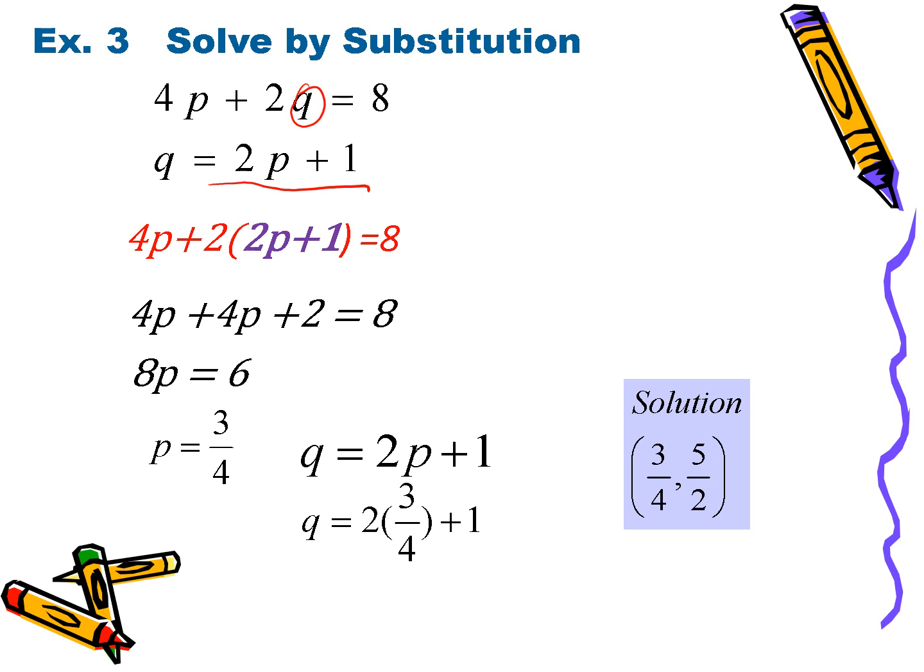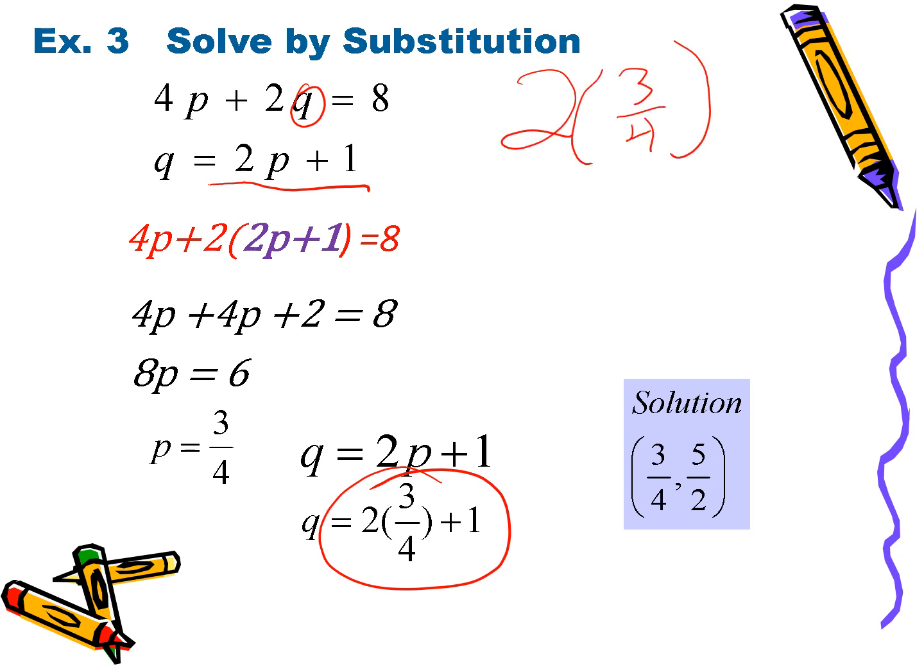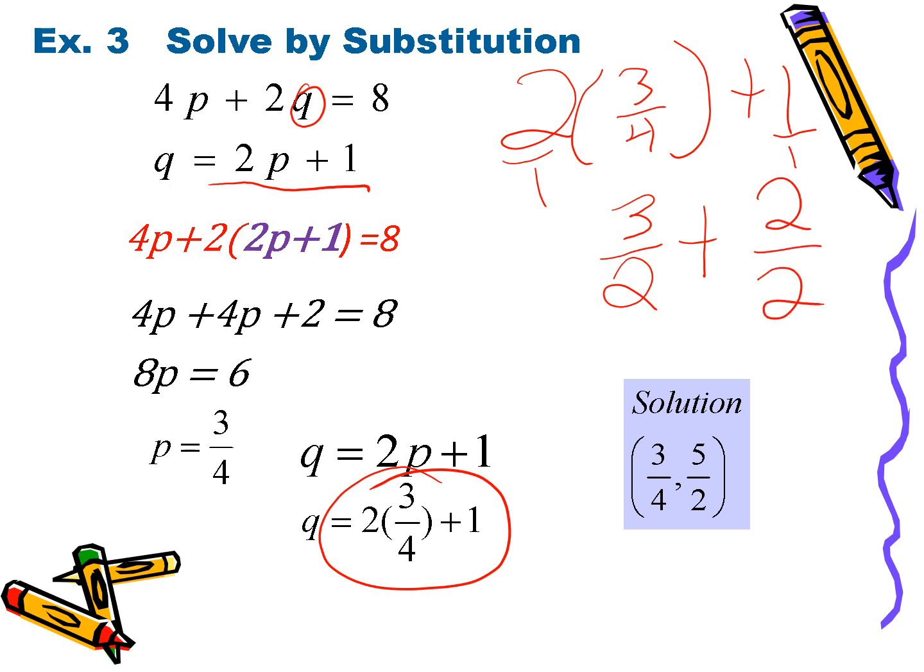Now, you may be wondering, how did you get 5/2 out of that? Well, let's review that. So I've got 2 times 3/4 plus 1. Well, that's 2 over 1 times 3/4, which is 6 over 4. 6 over 4 reduces to 3/2. And getting a common denominator with 1, well, that's 2. So 1 is equivalent to 2 over 2, which explains how I got 5/2.